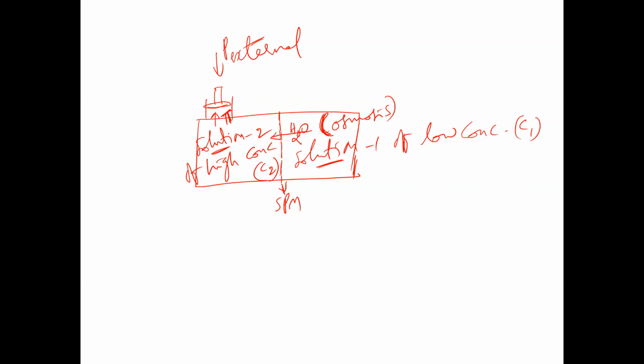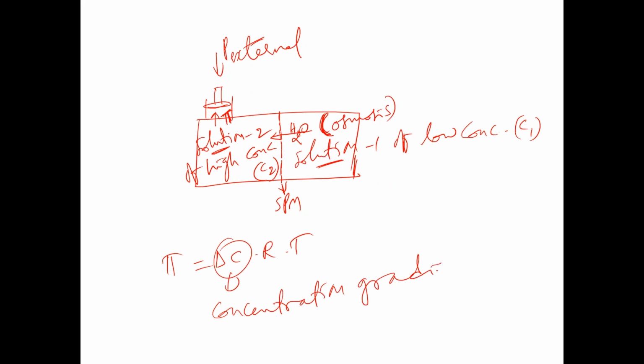So now how to define this osmotic pressure? The pressure needed to be applied to stop the osmosis process is called osmotic pressure. So the osmotic pressure pi is equal to CRT, or delta C RT. This delta C is the concentration gradient. Gradient means difference, the difference between two concentrations.